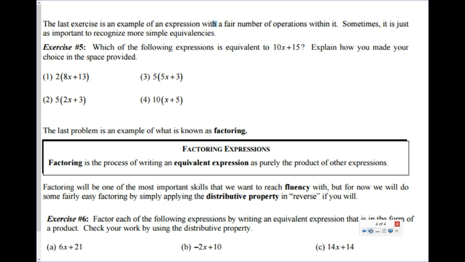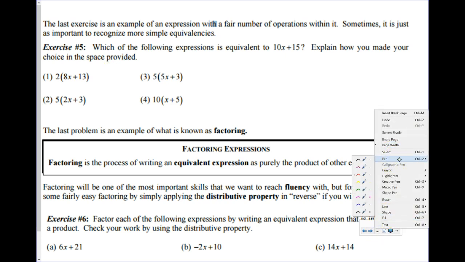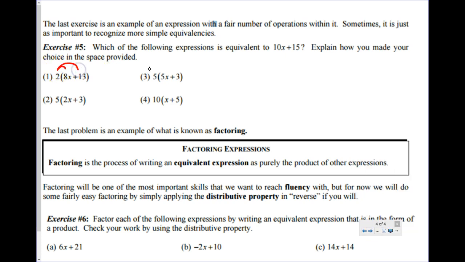It's something we do where it's the opposite of distributing. So let's take a look. Exercise 5. Which of the following expressions is equivalent to 10x plus 15? Explain how you made your choice in the space provided. Now something you could do here, and this is a good strategy, is you could go through each of these problems and distribute and figure out which one's right.